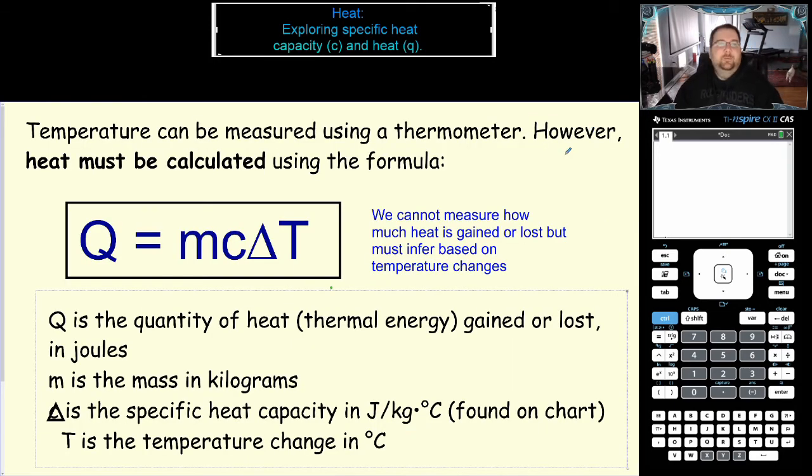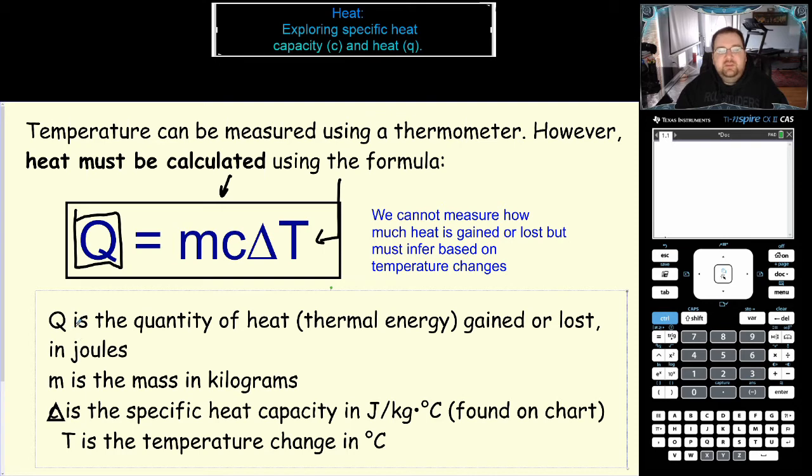Let's look at our formula. So here we go. Temperature is something that's easy to measure. All you have to do is use a thermometer. But heat has to be calculated using this formula. So if you ever see a question that says, how much heat? We're not asking for the temperature, okay? We're asking for you to input that temperature into this change in temperature over here and calculate heat.